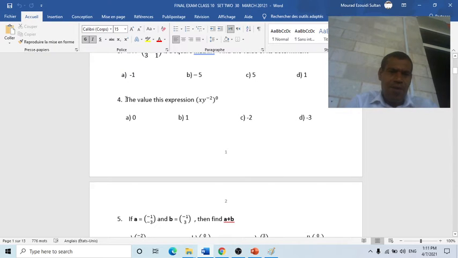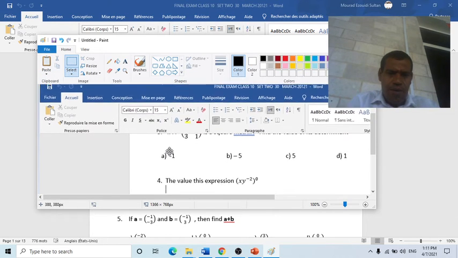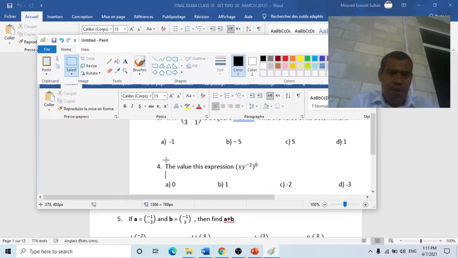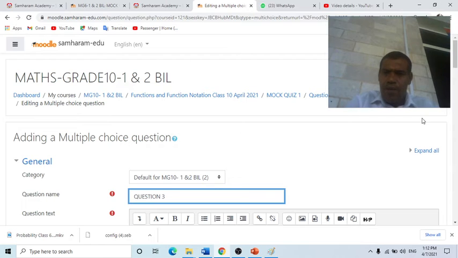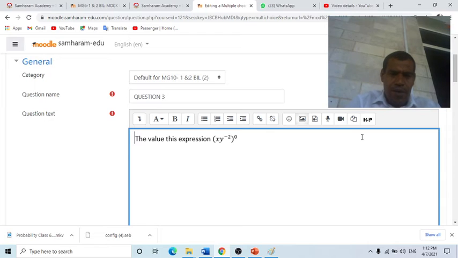For example, I will write the value of, okay, this one can't come, so I will make screen, then I will move here to sort it out as a picture. So I will come here, I will write the value of, okay, then I will make copy and I will come here. Then I will paste this photo.